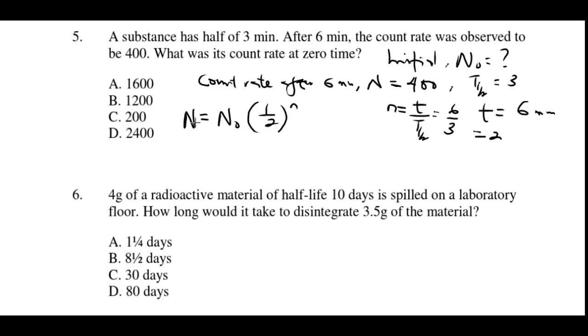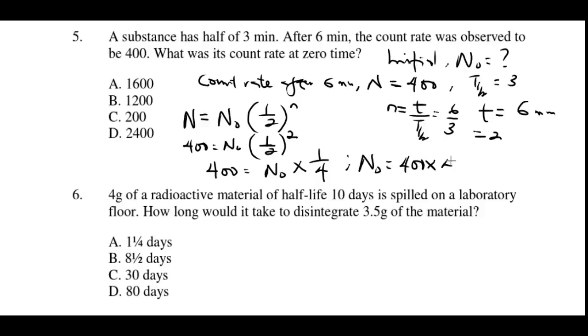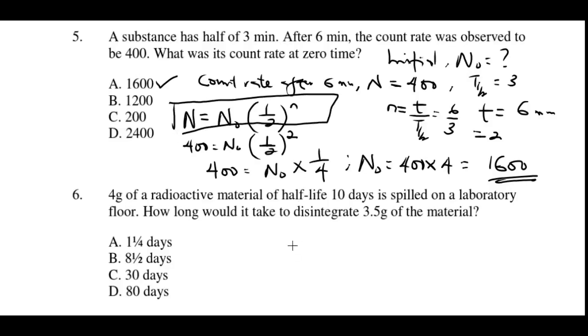So coming here, I'm going to just substitute. What is our N? 400. N naught is unknown. And this is half to the power of 2. So we have 400 equals N naught multiplied by 1 over 4. So N naught equals 400 multiplied by 4. And that is 1,600. So the answer to this question is A. So what you just need to endeavor to do is remember this formula. It is very, very vital.